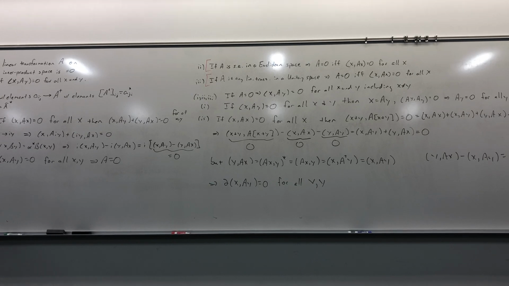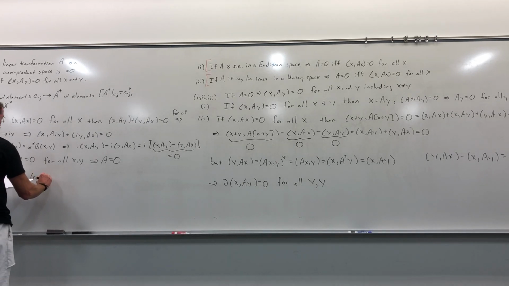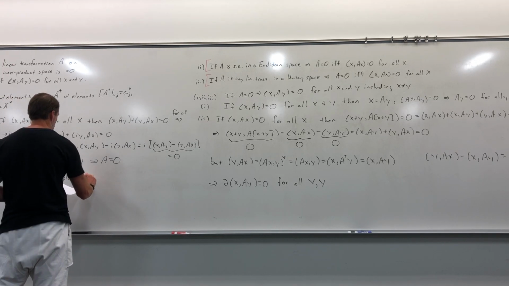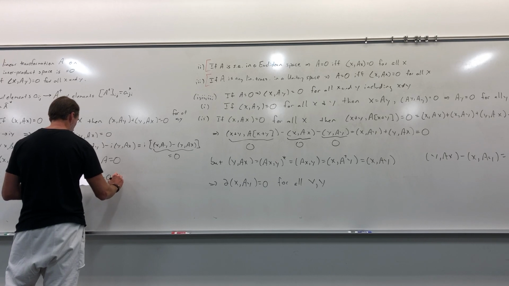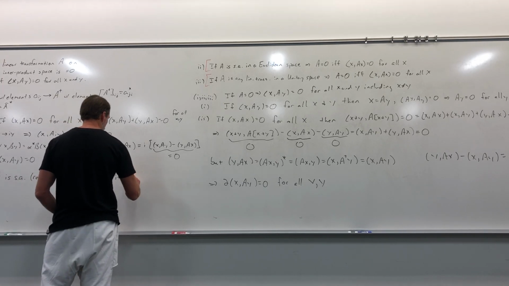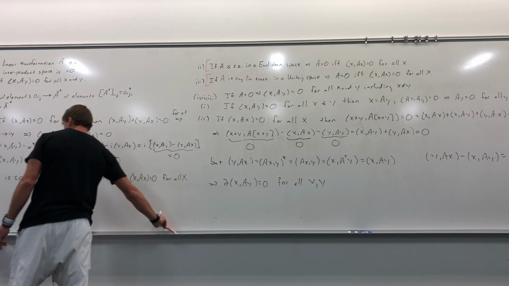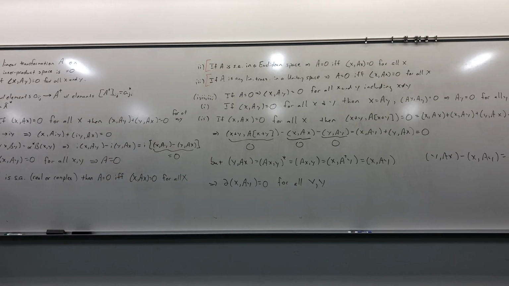Now, obviously, we can take these last two statements and combine them into a single theorem, which says: if A is self-adjoint, that is real or complex, then A equals 0 if and only if xAx equals 0 for all x. So that's our unifier of the real and the complex cases.